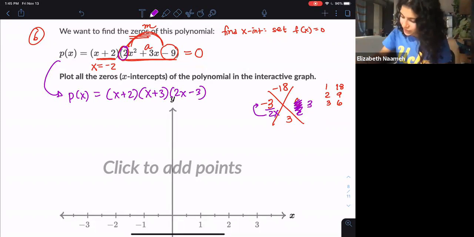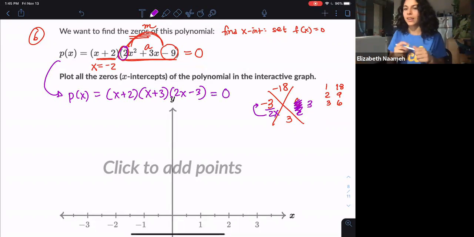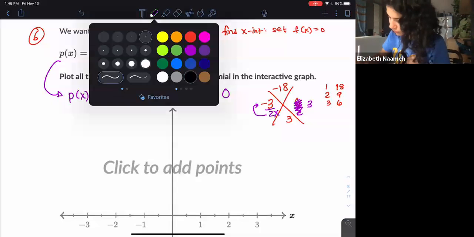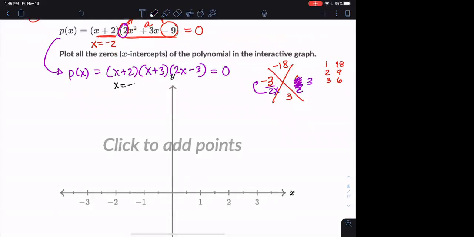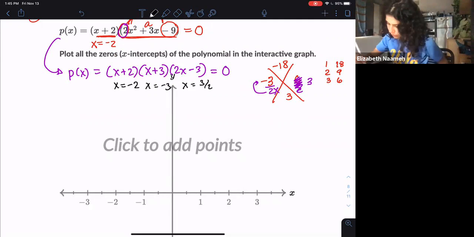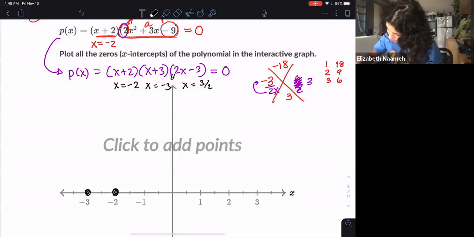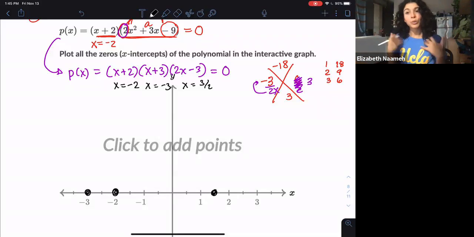Now we can set it equal to 0 one more time. And Giselle, what are our zeros? -2, -3, and then 3/2. Nice, and we're going to plot them and we'll get that question correct. Not so bad, 3/2. So really, it's what we've been doing for the last couple weeks. Just a chance for you to show what you know.